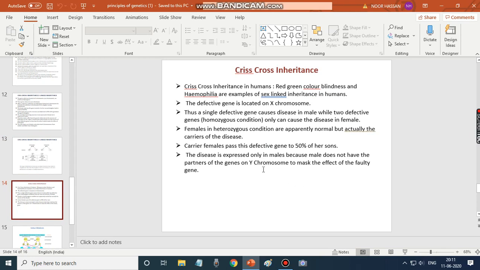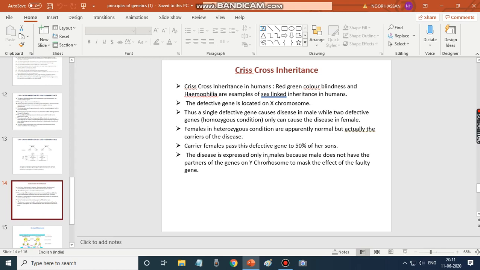This is about color blindness, how it is inherited. Here also the defective gene is located on the X chromosome. Thus a single defective gene causes disease in a male, while two defective genes, the homozygous condition only, can cause disease in a female. So the probability of this disorder in females is reduced. Only if both the X chromosomes carry the defective gene will that affect the females. Females in the heterozygous condition are apparently normal, but actually they are the carriers of the disease.